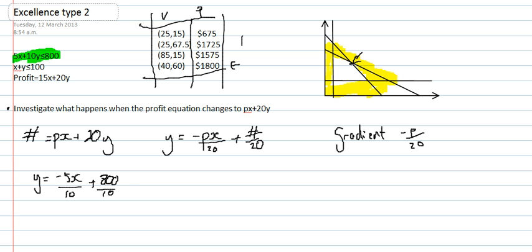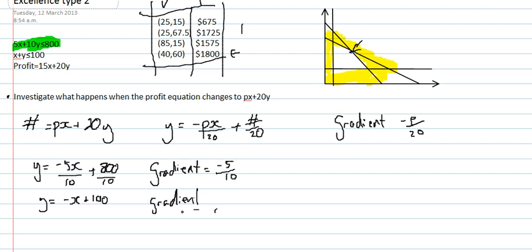And if you're not coping with the rearranging, maybe excellence isn't your friend. So gradient is minus 5 over 10. And if I rearrange my second one, I get y equals minus x plus 100. So my gradient, oh dear, something odd's happening there. Gradient is minus 1.